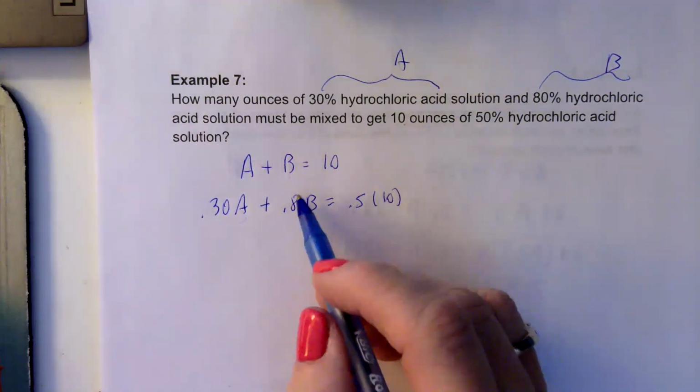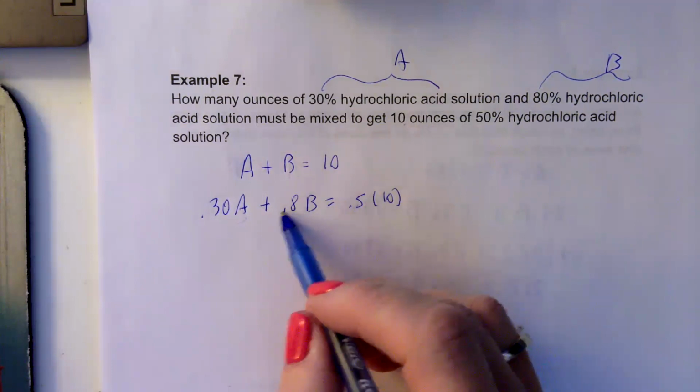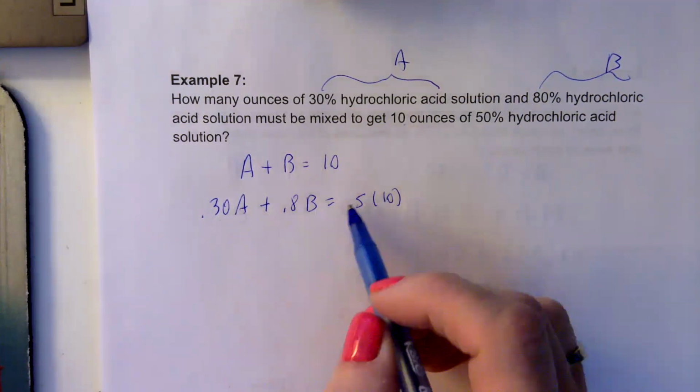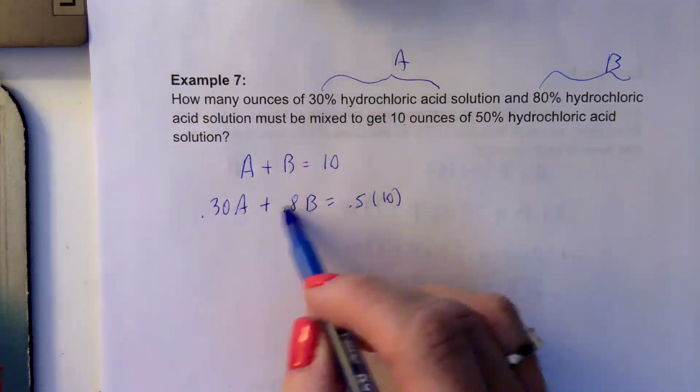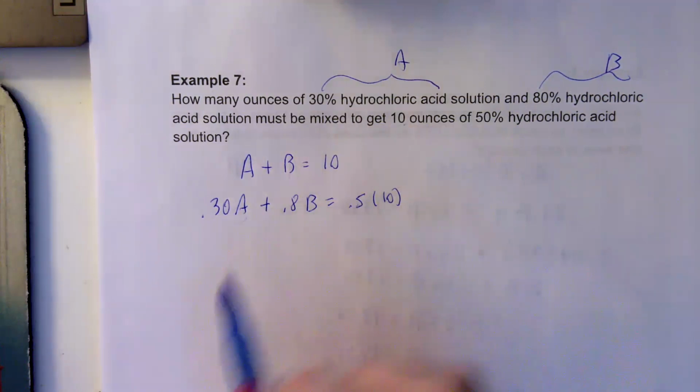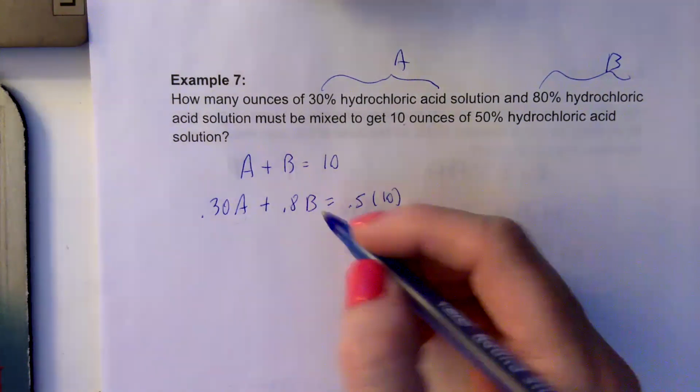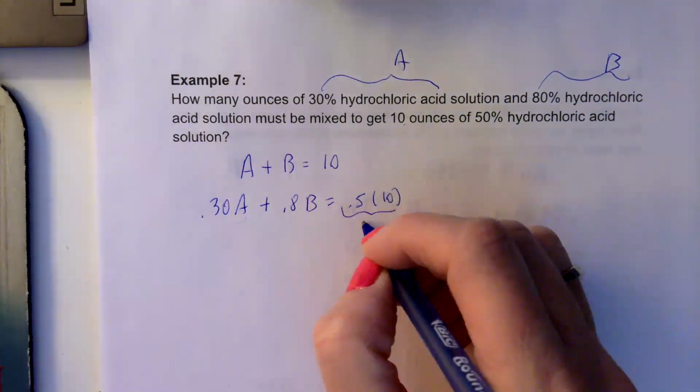So we're definitely going to need some more of the 80 to strengthen the 30%er, because the 50 has to pull the 30 up and bring the 80 down, right? Okay, so we'll see how that works. And so this equals actually 5.